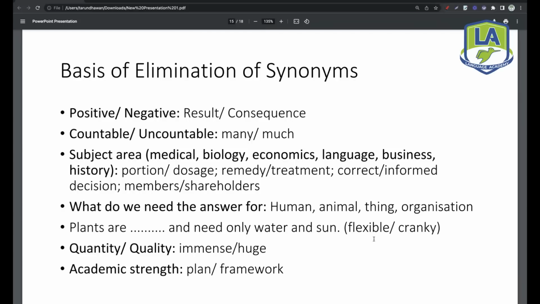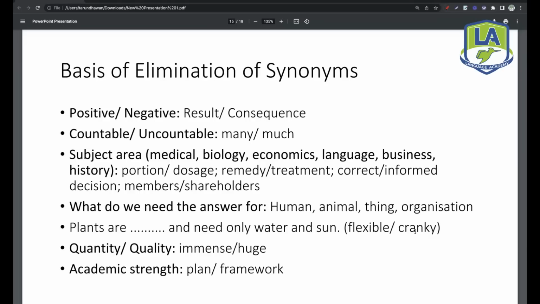The next is what I already told you, that it's very important that you know that I need my answer for a human being, I need my answer for an animal, I need my answer for an organization, because the words that we use for organizations, we cannot use those words for human beings. For example, plants are dash and need only water and sun. So I need an answer for plants, flexible or cranky.